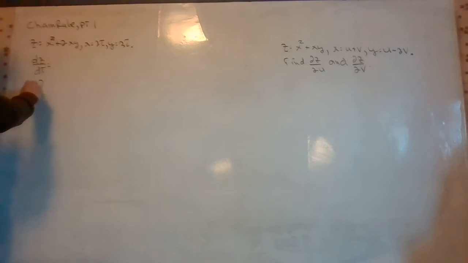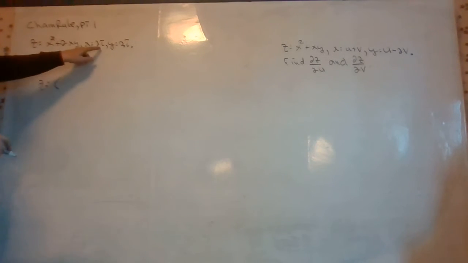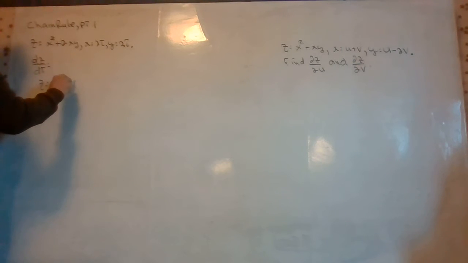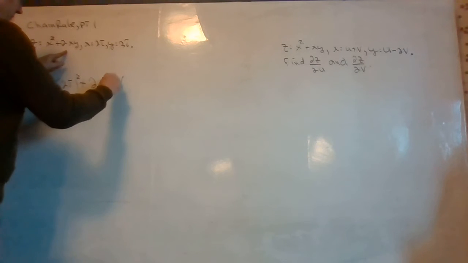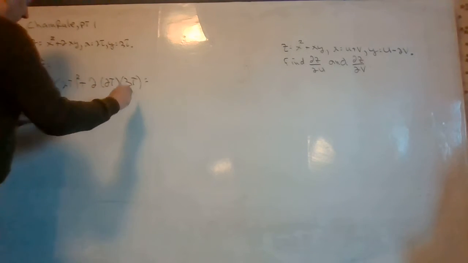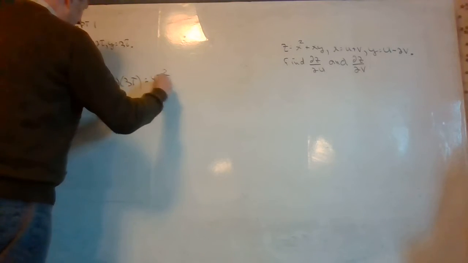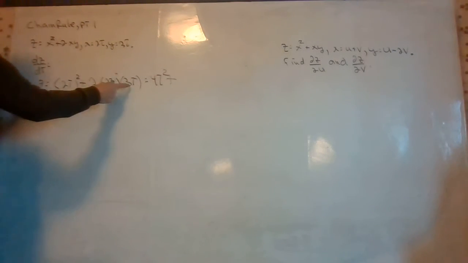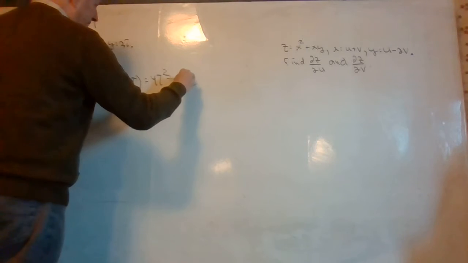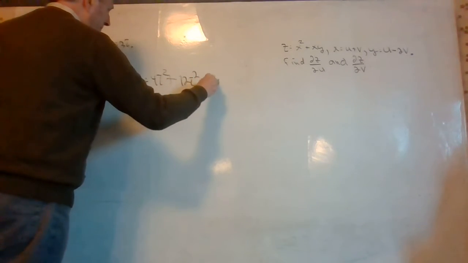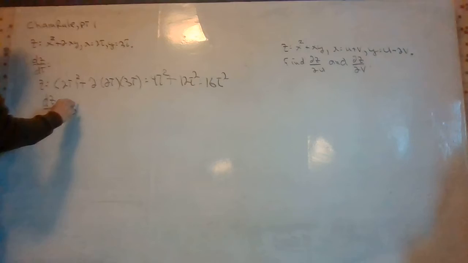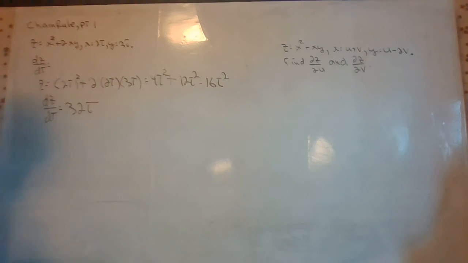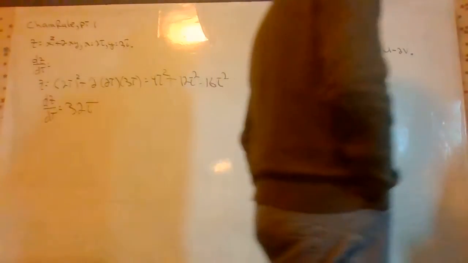First of all, we can say z equals, for x we can substitute 2t squared, and then plus 2 times 2t times 3t, and we end up with 4t squared plus 2 times 2 is 4 times 3 is 12t squared, and that's equal to 16t squared. And then dz dt is just simply 32t. Simple as that. It's just a calculus 1 derivative.